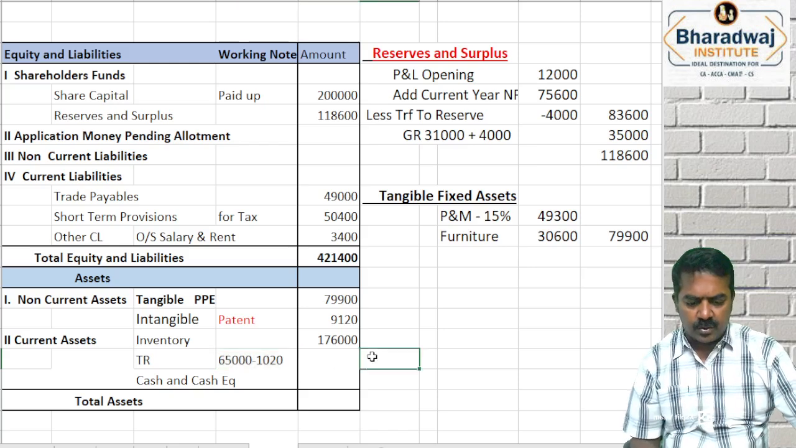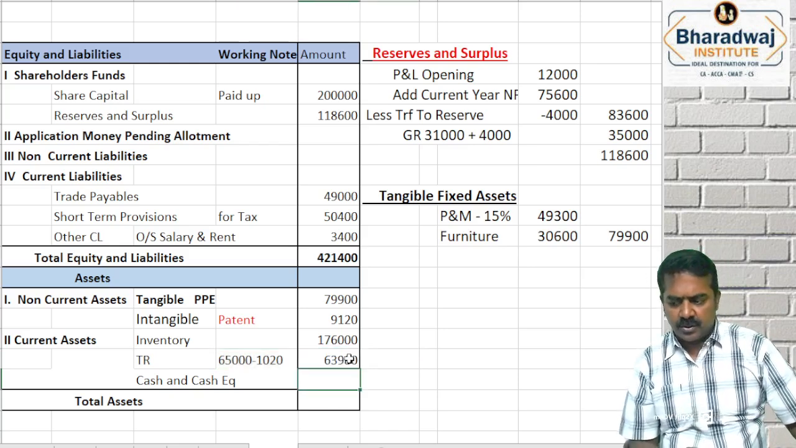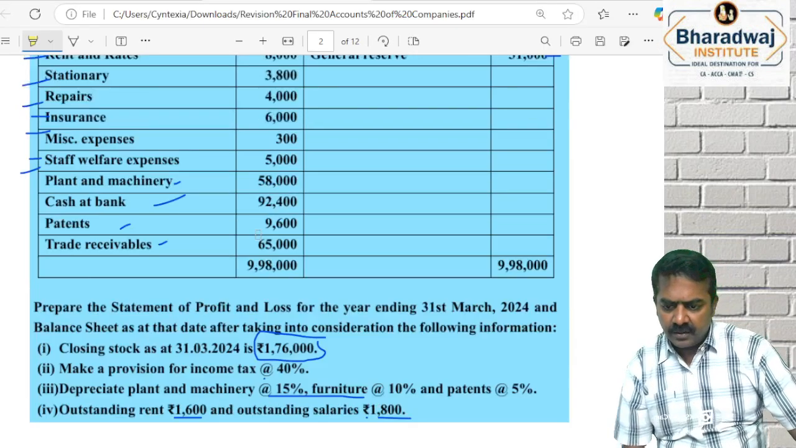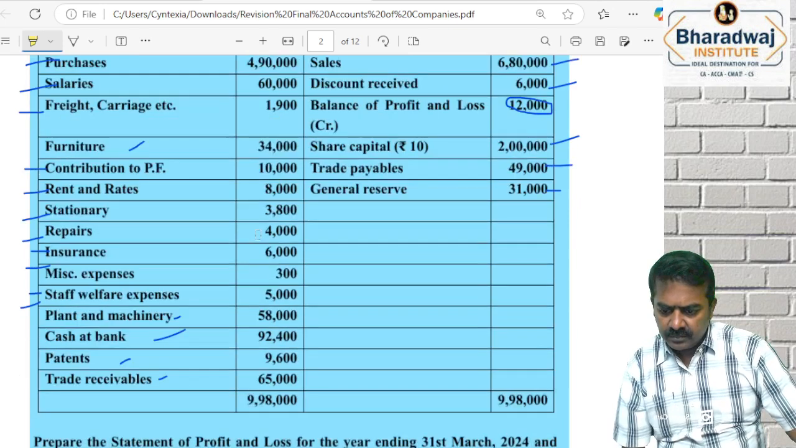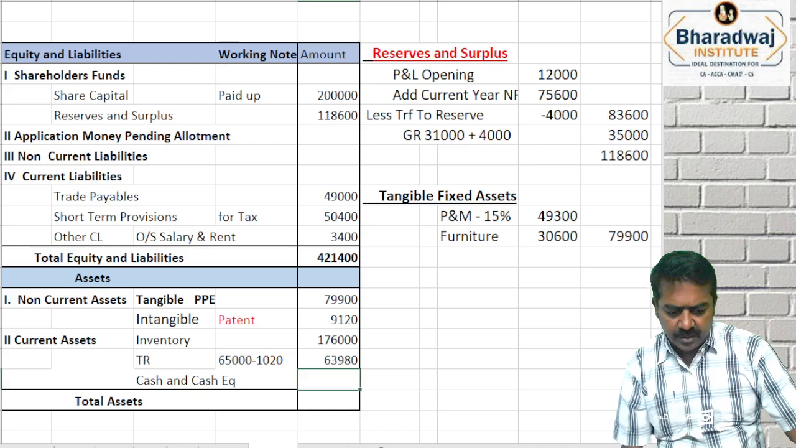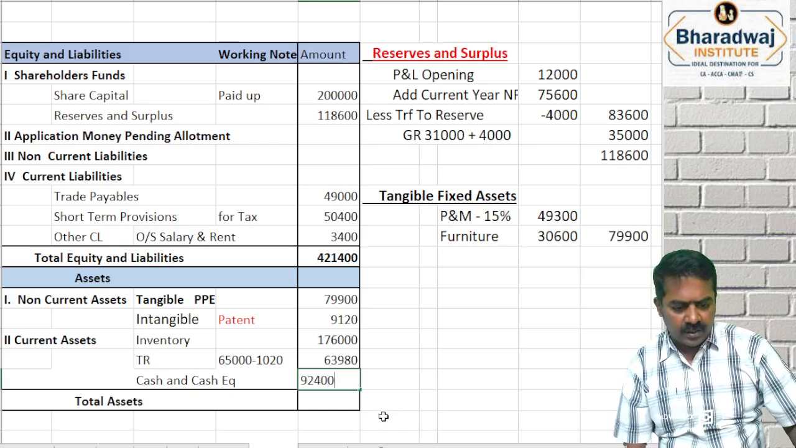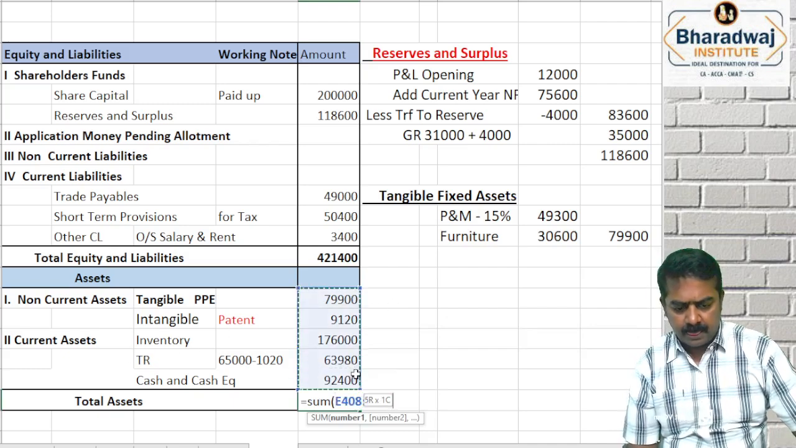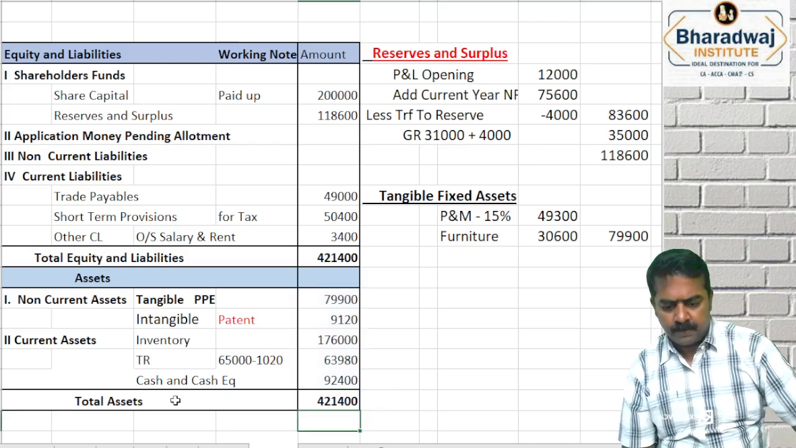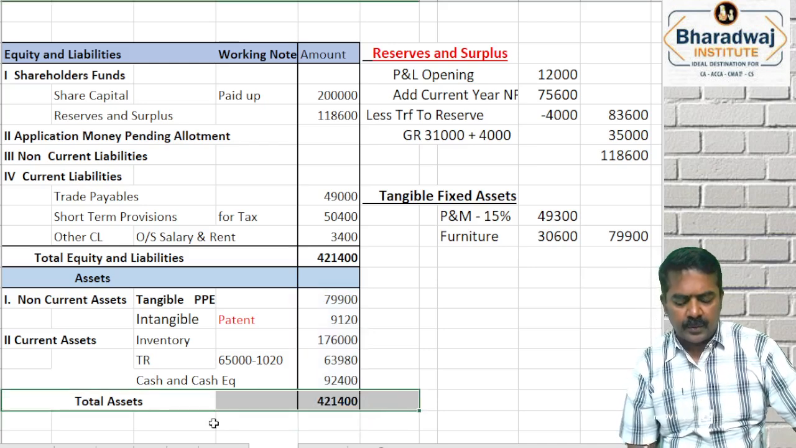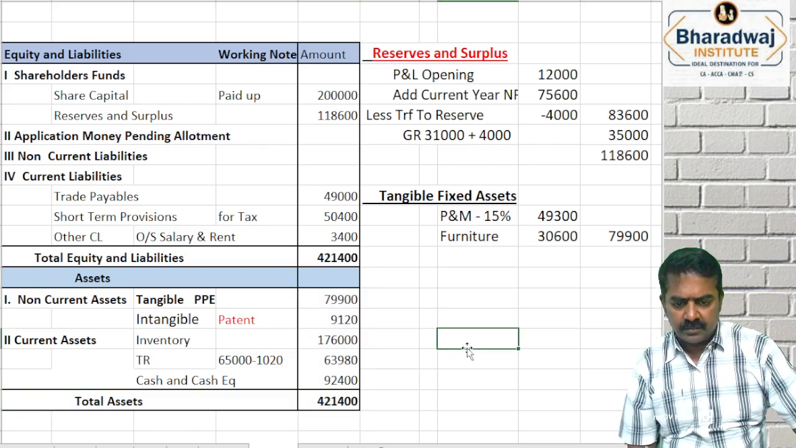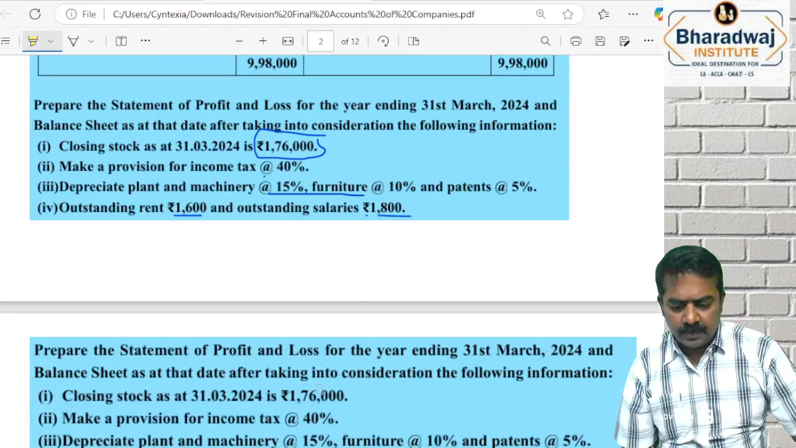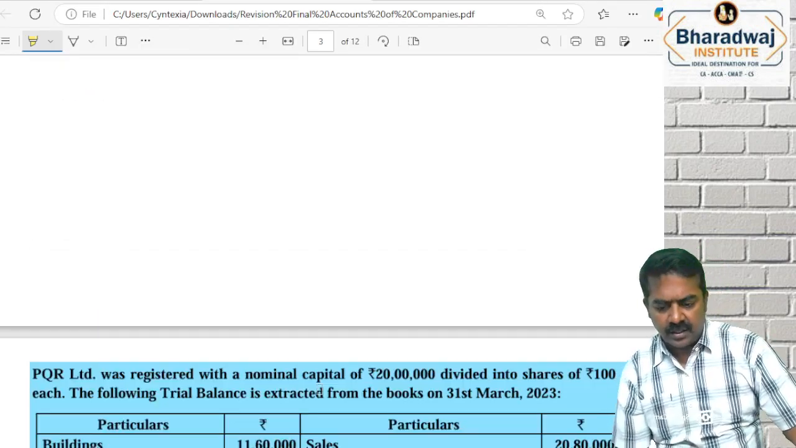You have to give notes to accounts for the trade receivables. Debtors due for more than 6 months. You have to provide notes to accounts. Then cash at bank. Cash at bank 92,400 will come. Total 4,21,400. Okay, those are not copied, take up that particular thing.